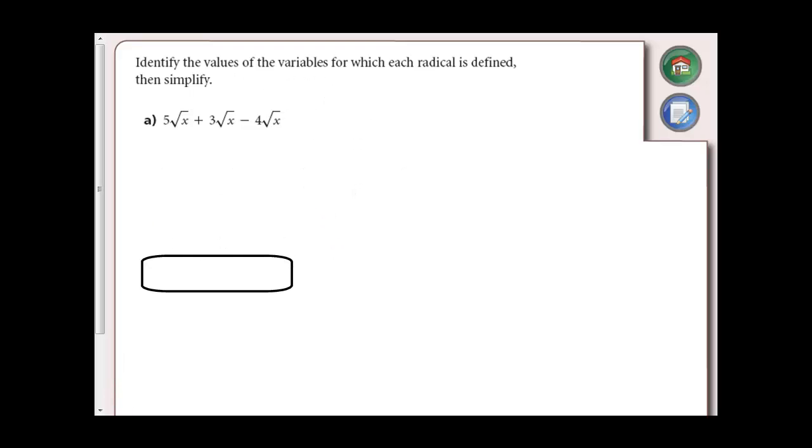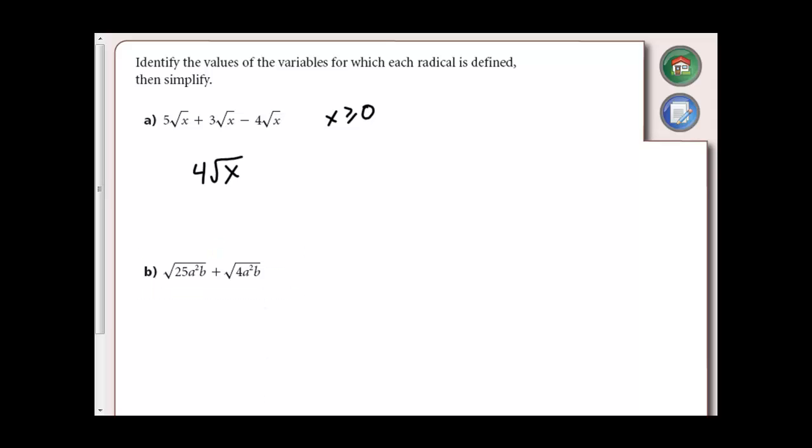Now for the next example, we're going to look at what happens when we have variables. Now it's a square root in this example, so we need to define that x must be greater than or equal to 0. X can't be negative in this case, or our answers would be undefined. So because it's all root x, all I need to do here is just combine my coefficients. So I've got 5 plus 3 is 8 minus 4. That's going to give me 4 root x. Notice how the radical has not changed? Only the coefficients in front are added.